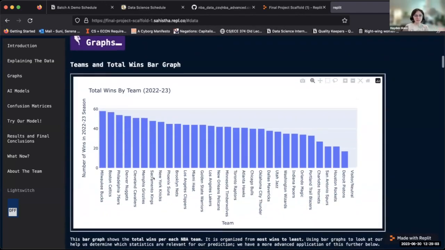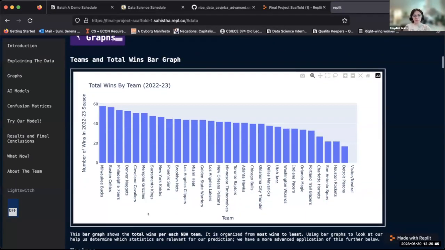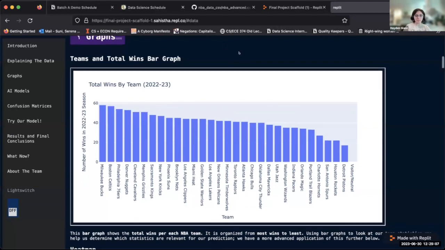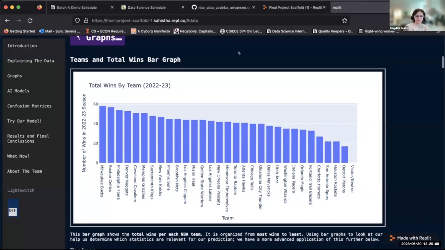Hi, I'm Hayden, and I'm going to be talking about the teams and total wins bar graph. It's one of the first graphs we made. This graph shows total wins per each NBA team. It's organized from most wins to least. Using bar graphs to look at our data helps us determine which statistics are actually relevant for prediction, and so we can make more advanced graphs below.